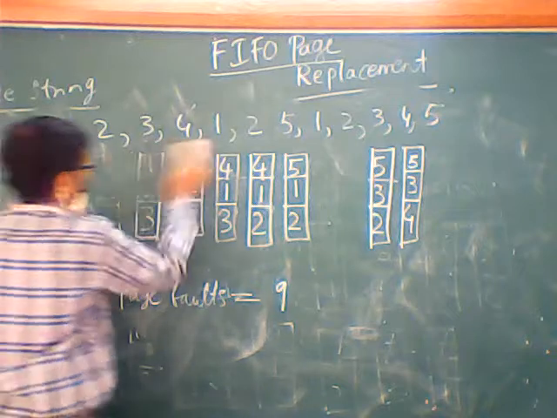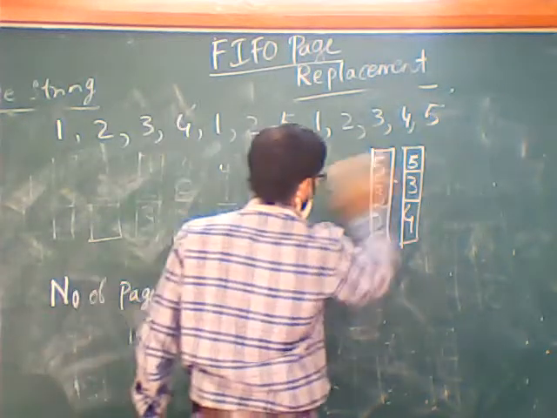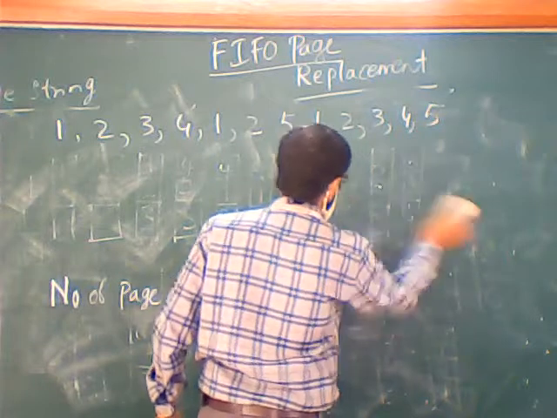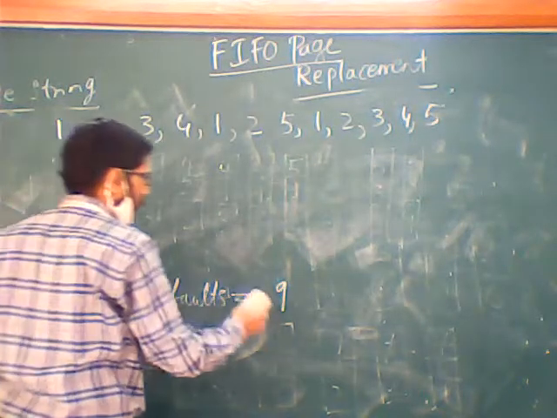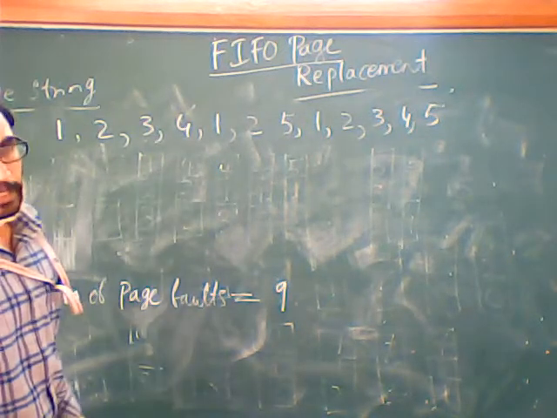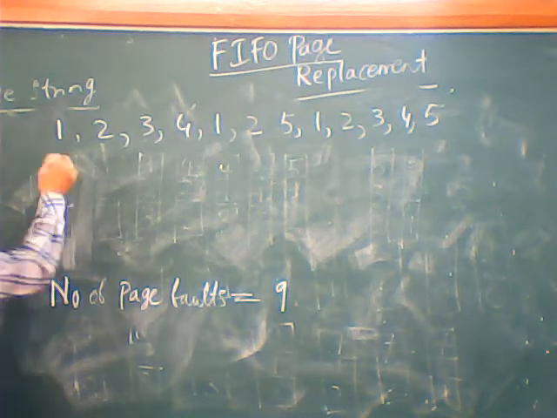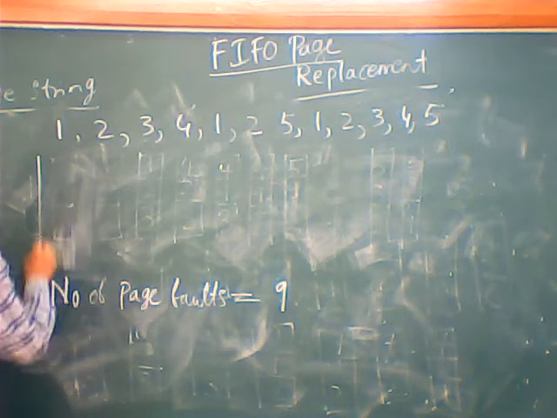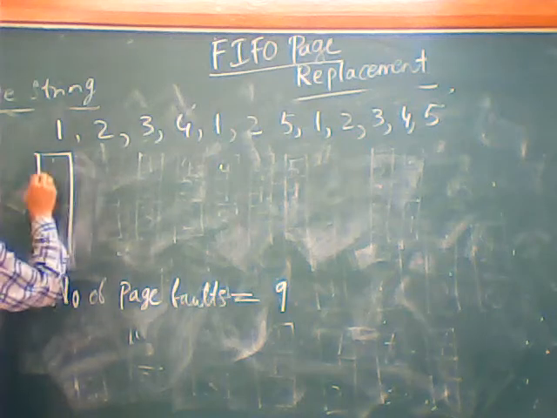Now the same example, I will do some little modification. The frame size will be considered as 4. Okay, a small modification: in the same thing, instead of frame size 3, the frame size will be 4, and then compare the page faults. So you need to make 4 sections.